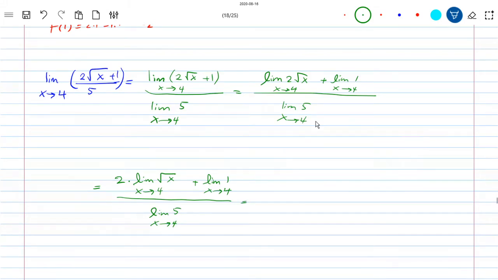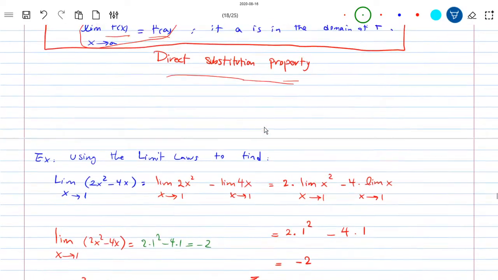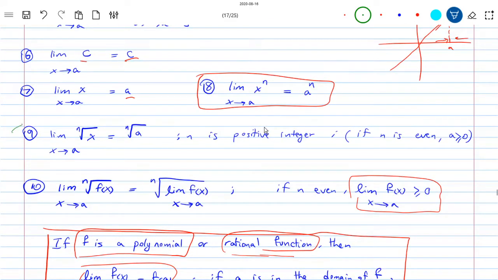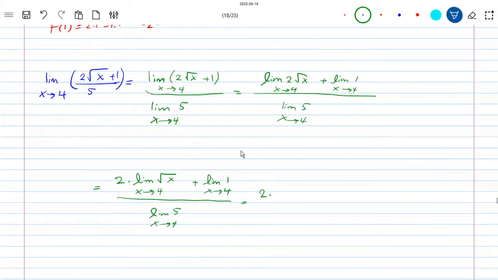Okay, now at this point, if you look at the first part, you would have 2 times limit square root of x as x approaches 4. This is using the property number 9. You can just simply replace the a into the square root. In this case, a for us is 4. So I can say this is 2 times square root of 4. Limit 1 as x approaches 4. It's a constant function 1. So it would be 1. Divided by limit 5 as x approaches 4. 5 is constant, so again divided by 5. So what you get is 2 times 2 plus 1, 5 divided by 5 is simply 1.